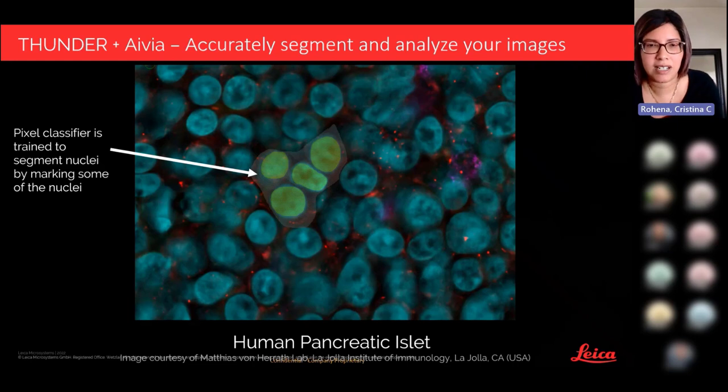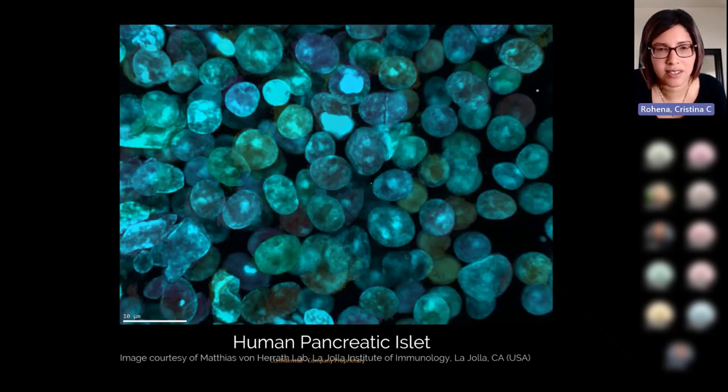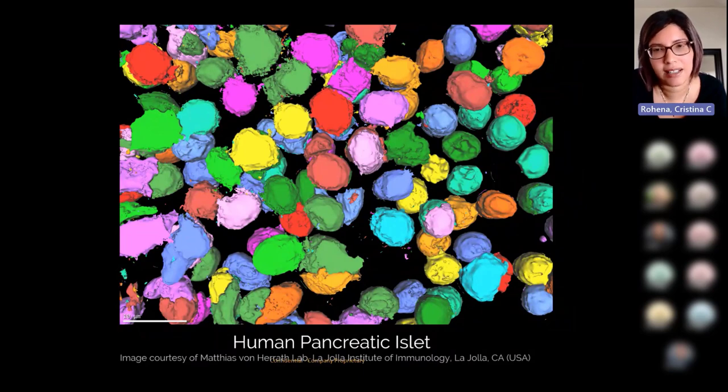And I have a really neat example here using the same image of the human pancreatic islet. You essentially can use an algorithm like the pixel classifier to train the software to segment, say, nuclei from your image. You essentially paint on your image the areas of interest and the areas of background, and then the software itself can really easily segment your image into individual nuclei and get whatever type of data analysis you need to get from your image.